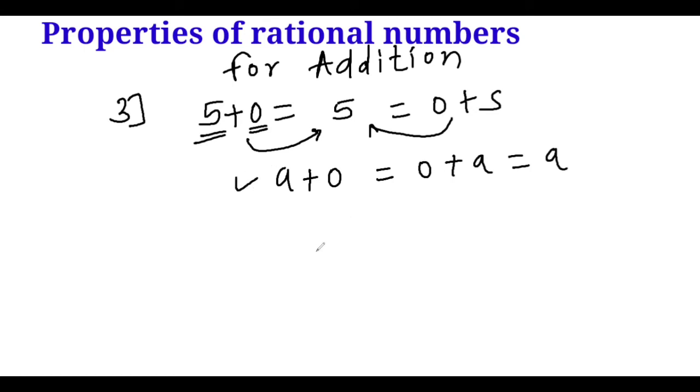Means the value doesn't change. Why? Because we added 0. So 0 is said to be the additive identity. It is said as an identity. Remember that. Now the last property is also according to your identity.